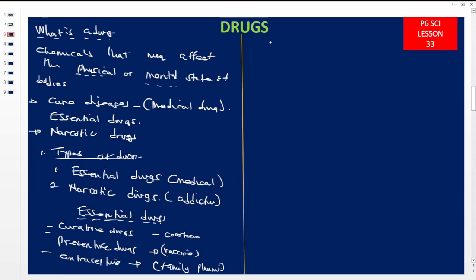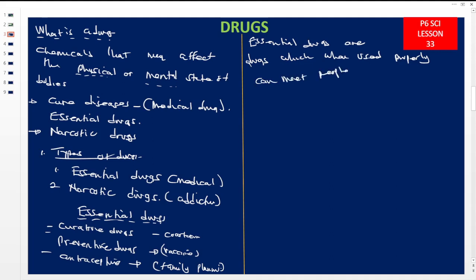All right, now let us see. These essential drugs are very important in our bodies. So what are these essential drugs generally? Essential drugs are drugs that, when taken in the right amounts, meet people's daily healthy needs. Let us write it here: essential drugs are drugs which, when used properly, don't just use them anyhow, can meet people's common healthy needs.